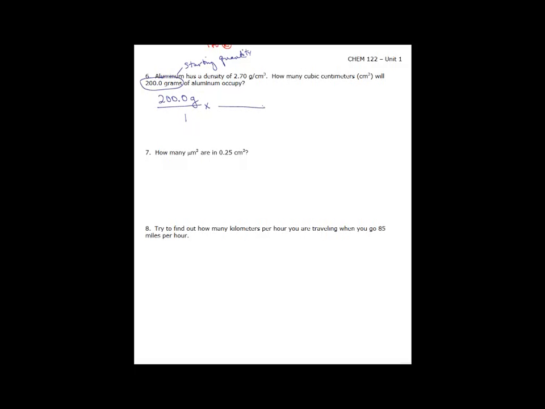So 200 grams over 1, I'm going to use this as my conversion factor. So 2.70 grams would be on the bottom, 1 cubic centimeter on the top. And we've answered the question by using that conversion factor. So it's just a one-step conversion. So 200 divided by 2.7, 74.07 cubic centimeters. Going to have 4 sig figs because our starting quantity has 4 sig figs. So we're good there. We have our units written out.